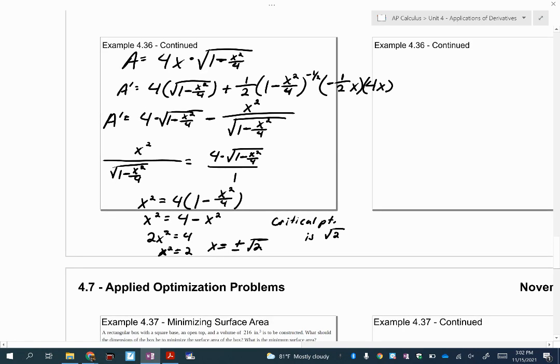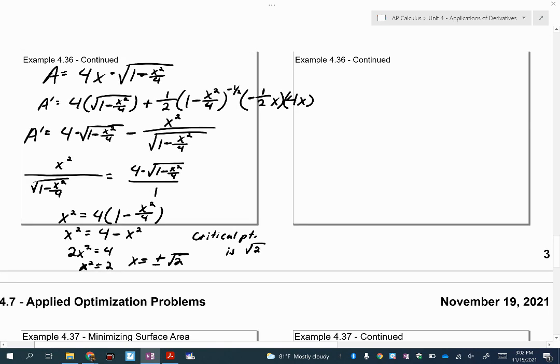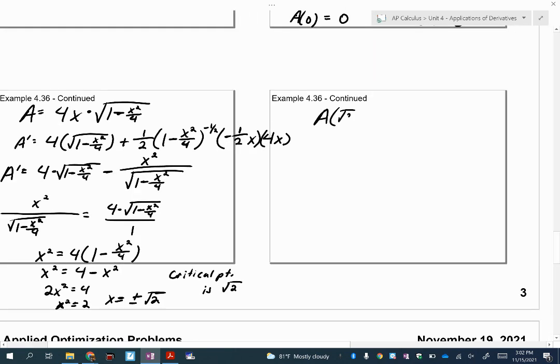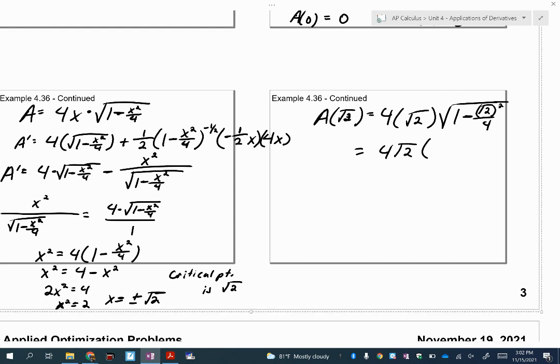Okay, I do have one more slide. Excellent. So I'm going to plug the square root of 2 into my area function. So A of the square root of 2 is 4 times the square root of 2 times the square root of 1 minus the square root of 2, all of that squared, over 4. So that's 4 times the square root of 2 times, let's see, square root of 2 squared is 2. 2/4 is 1/2. 1 minus 1/2 is 1/2. That's the square root of 1/2.